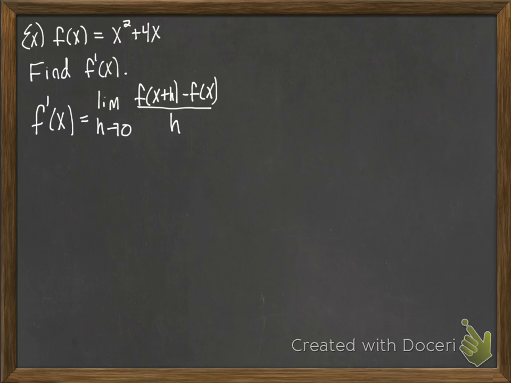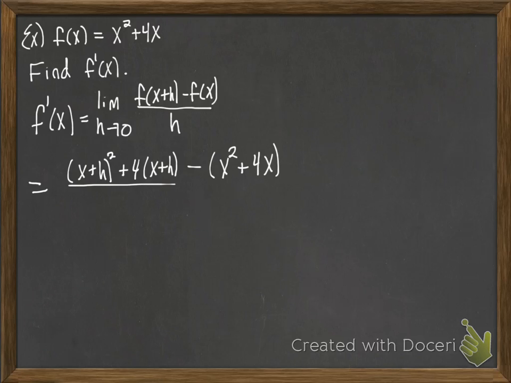Now our function is x squared plus 4x, so we're going to substitute x plus h in for x in the function x squared plus 4x. So we have f of x plus h, and then minus f of x. f of x would be x squared plus 4x. That's all divided by h.